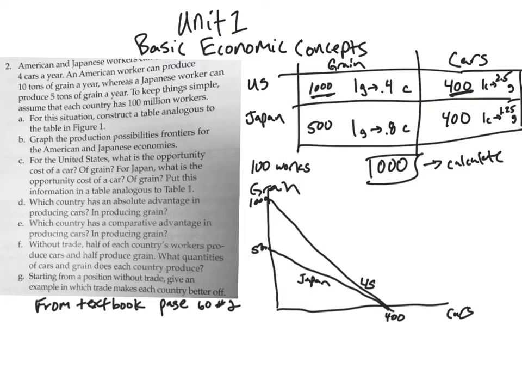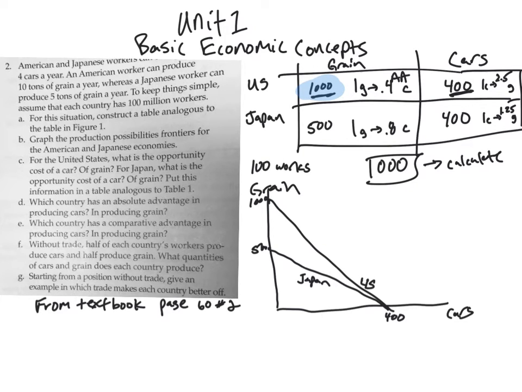If I am looking at the U.S., and the U.S. can produce 1,000 versus 500, the U.S. can produce more. That's it. So the U.S. has an absolute advantage in producing grain. What about cars? Well, in this example, nobody has an absolute advantage in producing cars because they each can produce 400. So that one, we're going to say nobody has an absolute advantage. But in this right here, the U.S. will say absolute advantage, AA, just like that.